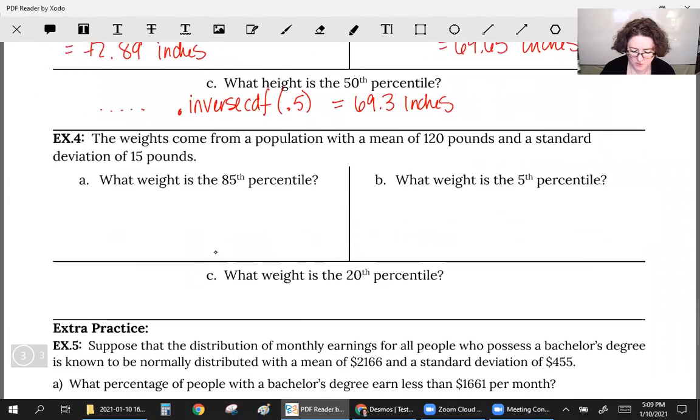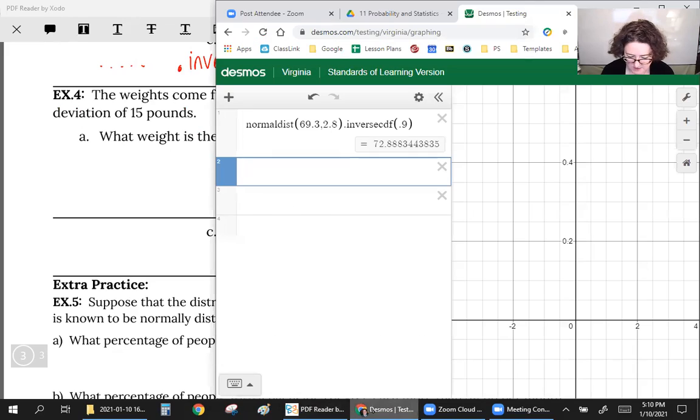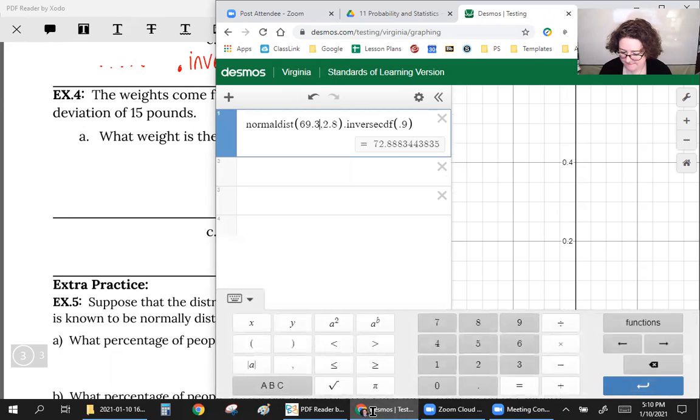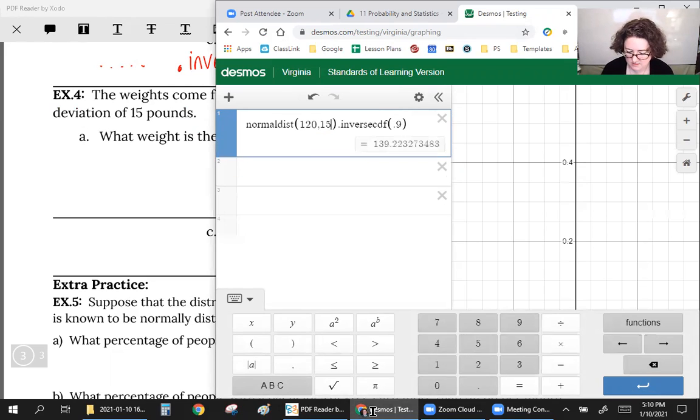Okay, so the weights that we're looking at come from a population that has a mean of 120 pounds and a standard deviation of 15 pounds. So, you know, people that don't weigh a whole lot. Okay, so again, what weight is the 85th percentile? So again, let me pop back over to my calculator. There we go. And so all we have to do is change up the pieces that we typed in. So we need to type in our mean is going to go in this spot. So our mean for this situation was 120 pounds. Standard deviation, that was listed as 15. And then we're looking for the 85th percentile. So that instead of 0.9, I need 0.85. And again, it spits it out as soon as I start typing stuff in.